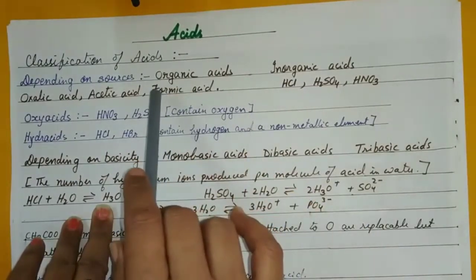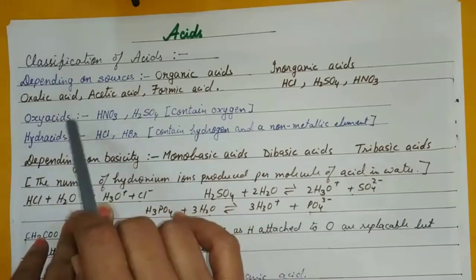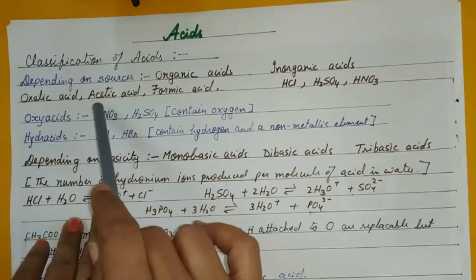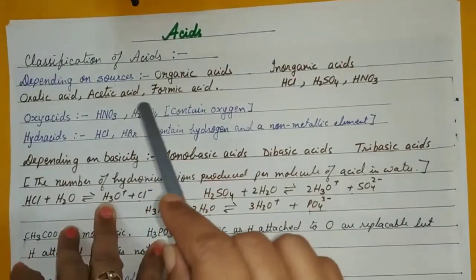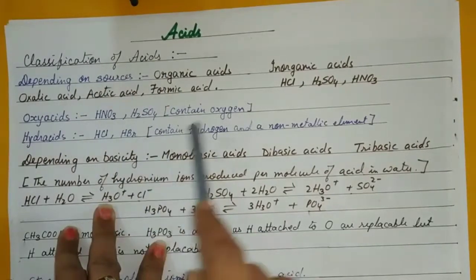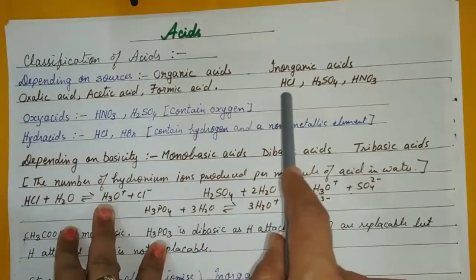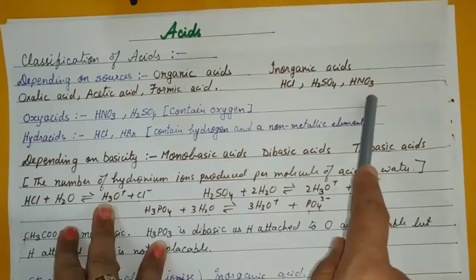Organic acids we can get from many living parts or living beings, and the examples are oxalic acid, acetic acid, formic acid. There are many more in your text. I would suggest please know all of them. Inorganic acids, everybody knows: HCl, hydrochloric acid, sulfuric acid, nitric acid.